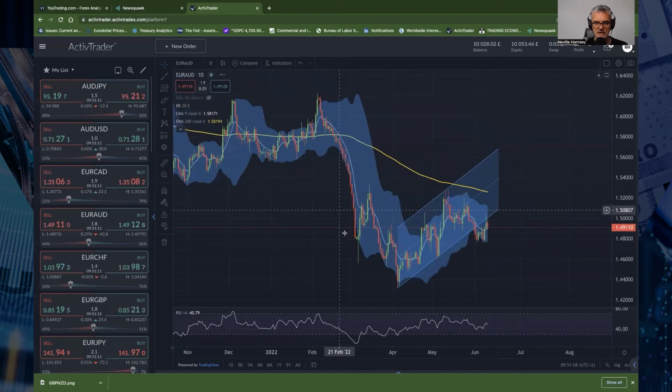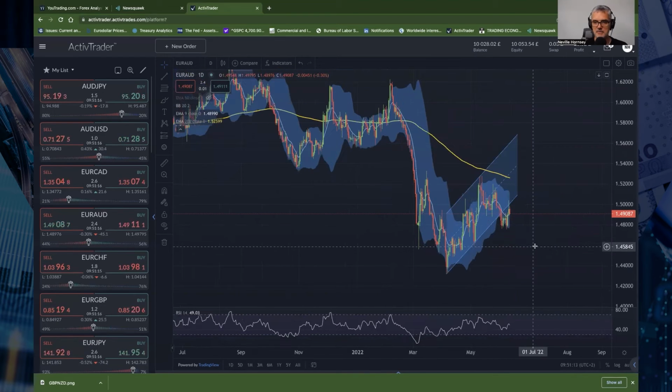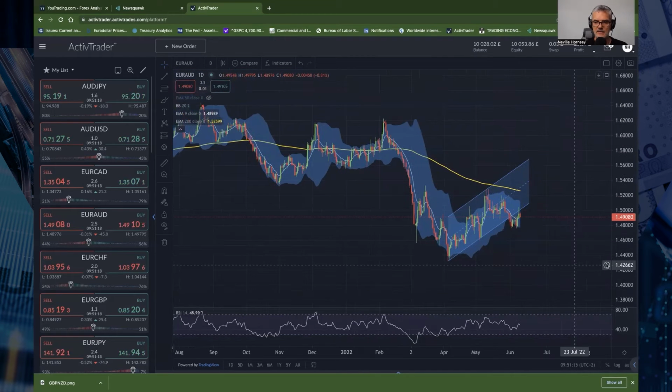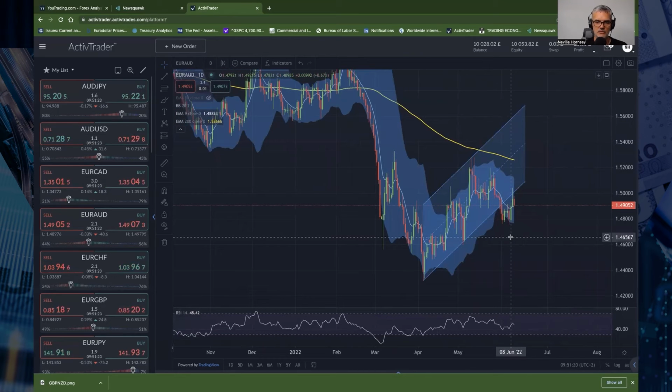Euro versus the Aussie generally goes opposite to the Australian dollar versus US dollar. Obviously, euro has been weaker based on the inflation outlook and the lack of emergency rate hikes.